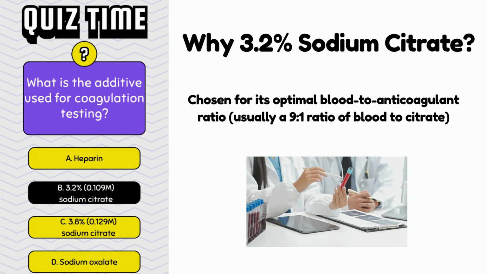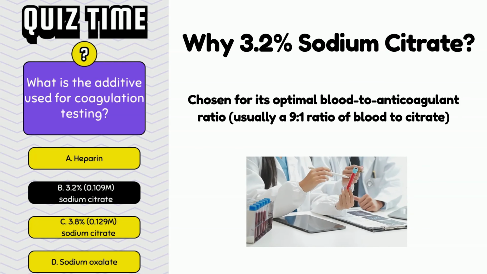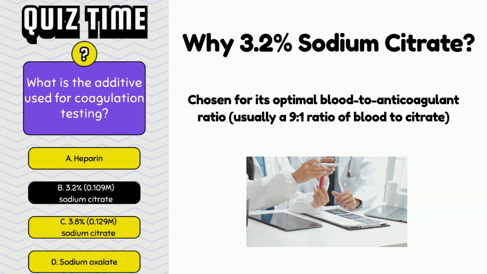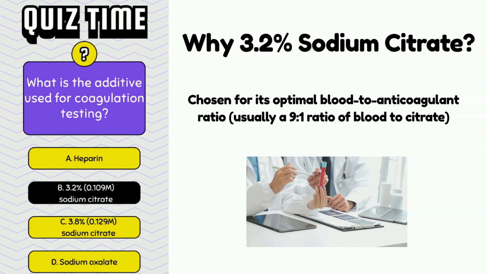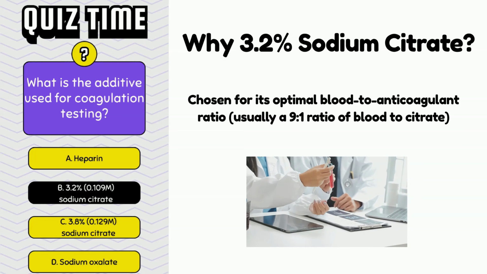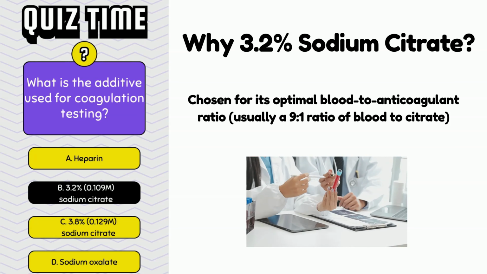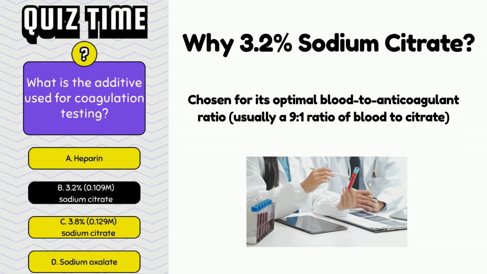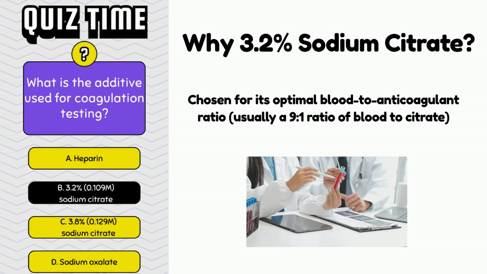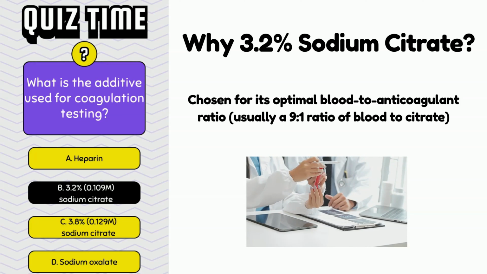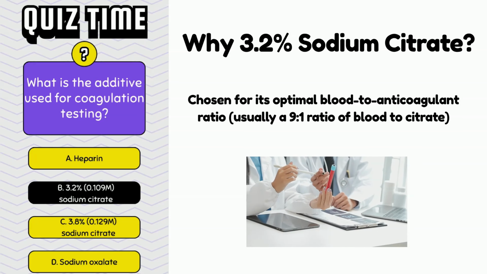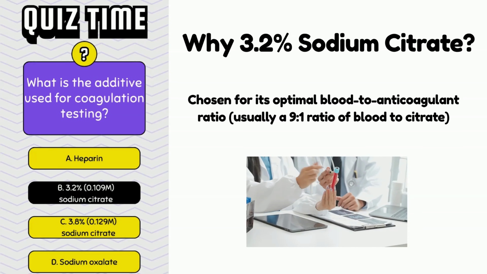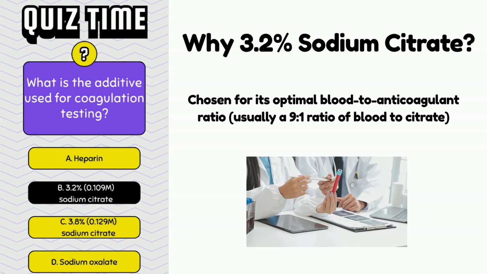Why do we prefer 3.2% sodium citrate? The 3.2% sodium citrate is chosen for its optimal blood to anticoagulant ratio, usually a 9:1 ratio of blood to citrate, which ensures accurate testing results for clotting assays like PT and aPTT. Sodium citrate prevents clotting by binding to calcium ions, which are required for clotting factors to activate and form a clot.